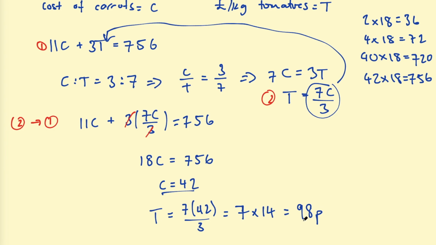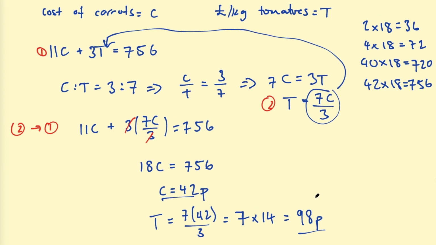So there you go. We have our answers now. Cost of carrots is 42p and the cost of tomatoes is 98p. Hope you found that problem instructive.